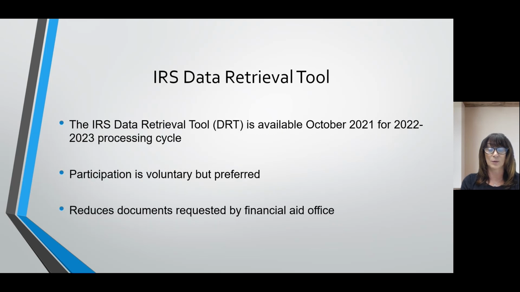The IRS Data Retrieval Tool, known as the DRT, is available in October 2021 for the 2022-2023 processing cycle. Participation is voluntary but preferred, and it reduces documents that are requested by the financial aid office.